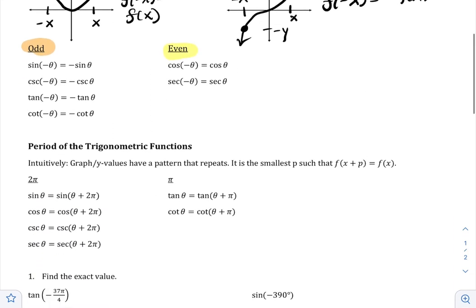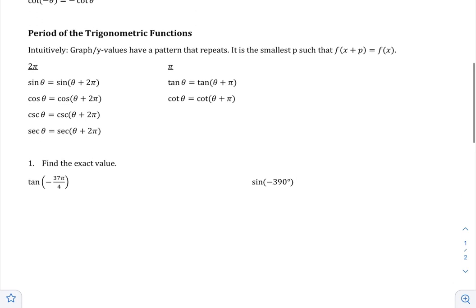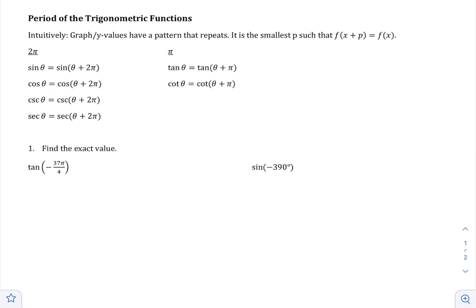So let's take a look at one more, the periodic property of the trig functions. Now this is actually something that we're going to use more graphically. Intuitively, what that means is that the graph, the y values, have a pattern that repeats. And it is the smallest pattern such that this happens.